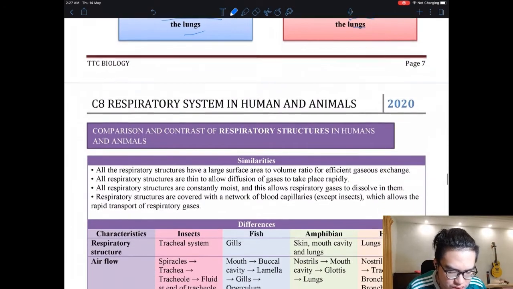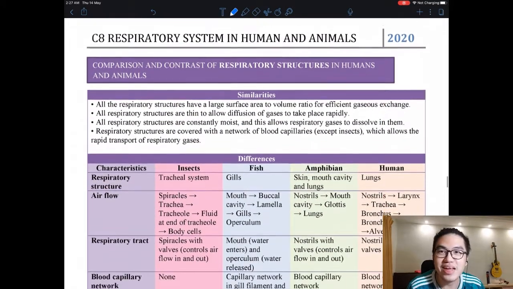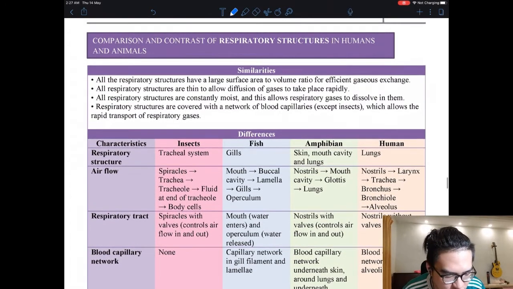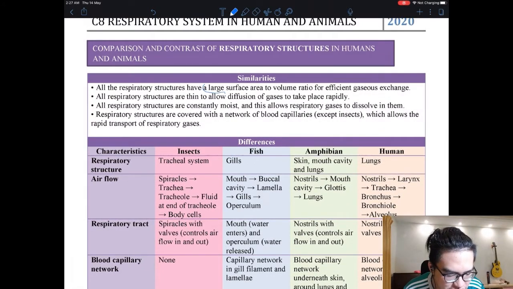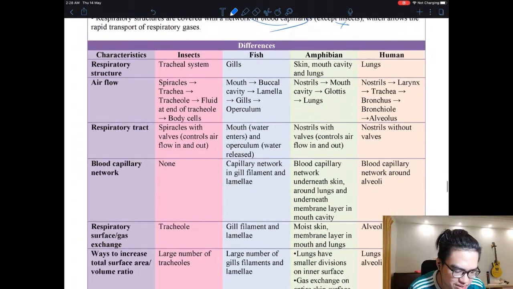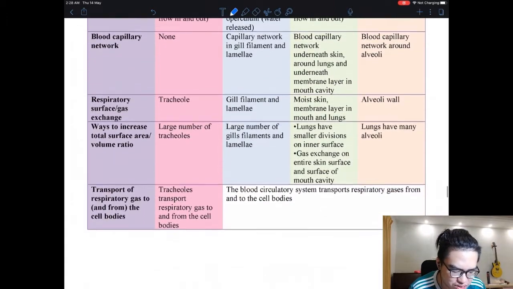So for all you lazy people out there, this is the summary of everything. So similarities. All have large surface area, like I said just now. All have thin structure. They are all moist. They have blood capillary. Of course, except inside. So I'll leave it up to you to read this. I will not want to repeat this thing.